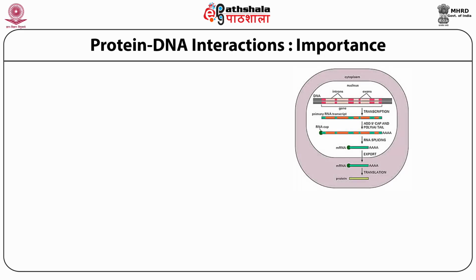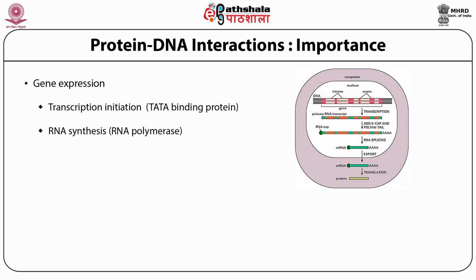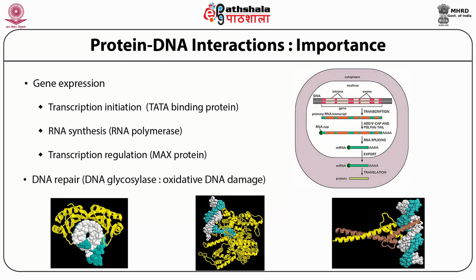Discuss also protein DNA interactions of importance. We can identify gene expression by transcription initiation with TATA binding protein, RNA synthesis by RNA polymerase, transcription regulation by MAX proteins, and DNA repair by DNA glycosylase for oxidative DNA damage. These are all the information we can identify using protein DNA interactions.